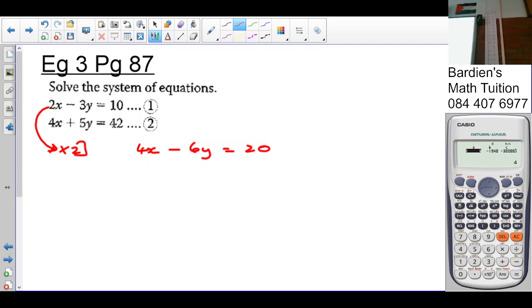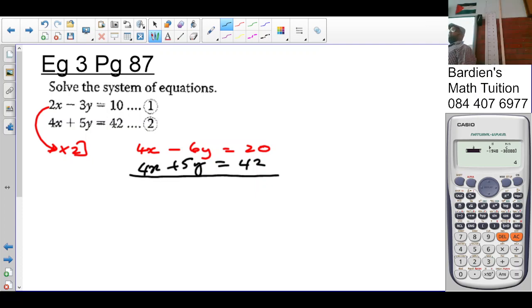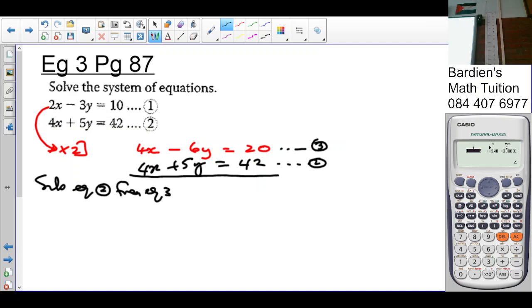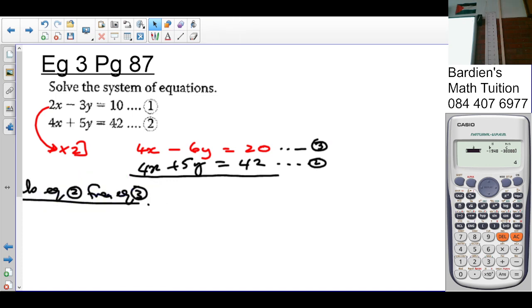Do I need to multiply anything by equation 2? No. So that remains 4x plus 5y equals 42. Okay. So what you're going to do now is, this is now equation 3, and of course this is still equation 2. So you're going to subtract equation 2 from equation 3. Subtract equation 2 from equation 3.